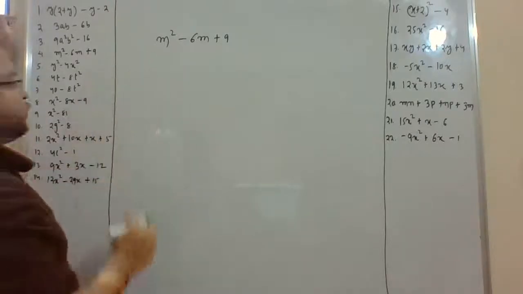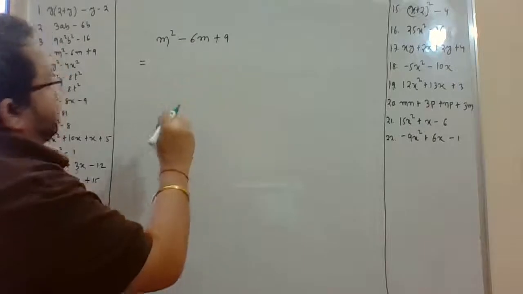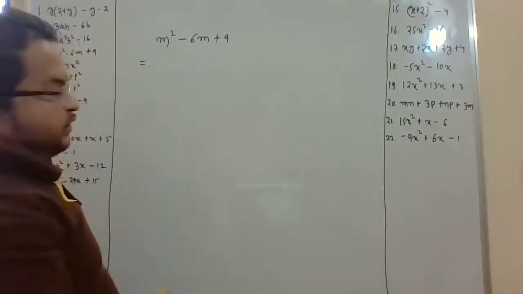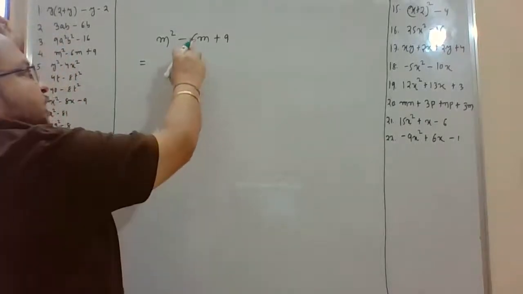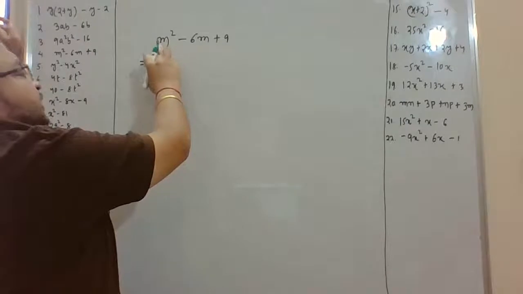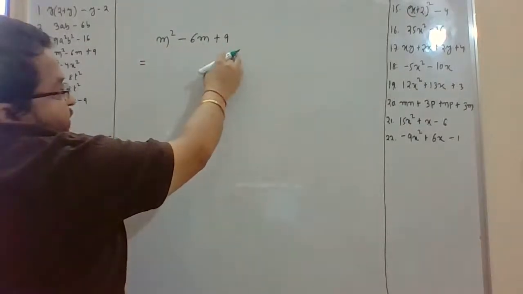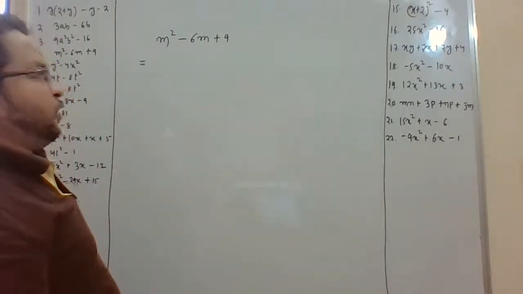So let's see how we should solve this problem. Step number one, pretty simple and common: we know, find out any common factor and eliminate that. So here there is no common factor across all the terms. m is a common factor between term 1 and term 2. 3 is a common factor between term 2 and term 3, right? So there is no common factor across all the terms.